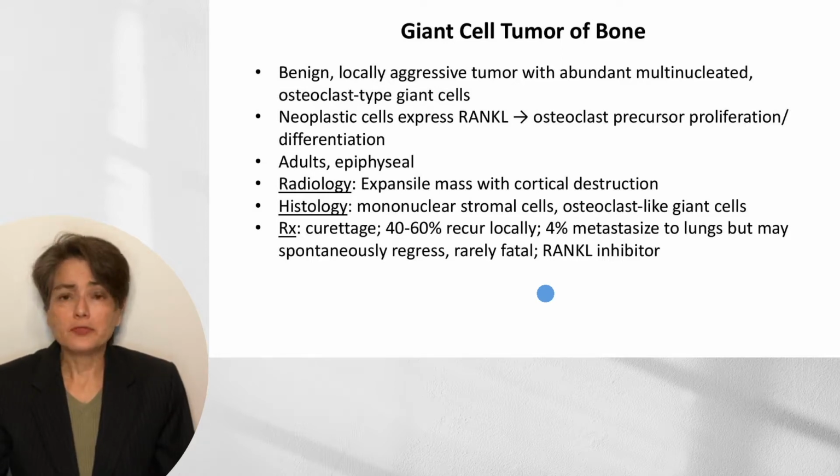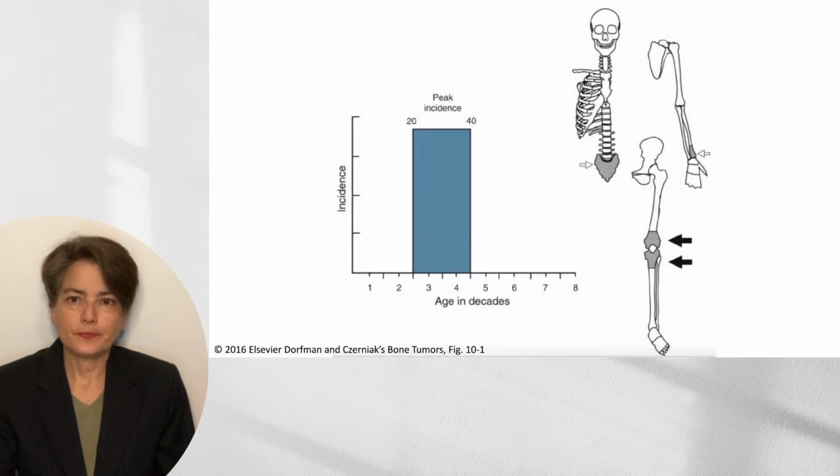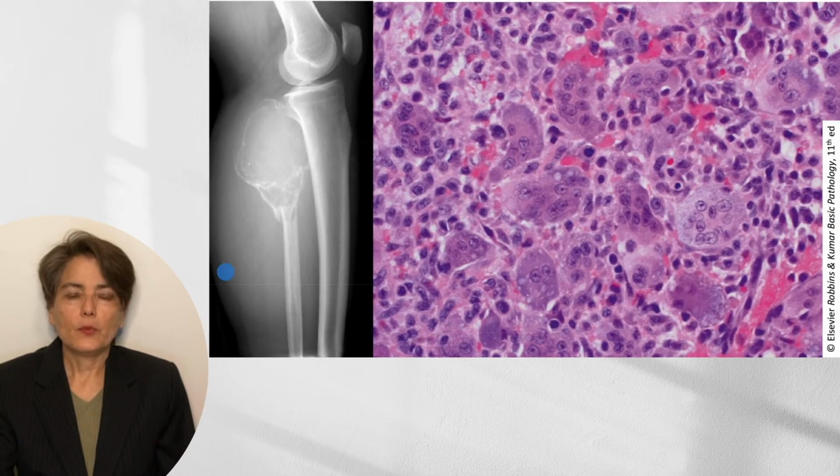For these types of tumors, we can use RANK ligand inhibitor medications for metastatic disease or for ones that cannot be easily resected. So here we see our distribution, again, past the age of 20, skeletally mature, primarily arising in the epiphysis of the distal femur and proximal tibia, but also interestingly here in the sacrum as well as the distal radius.